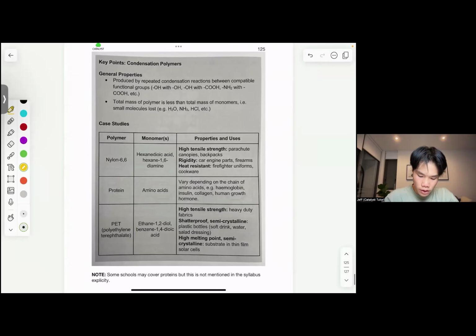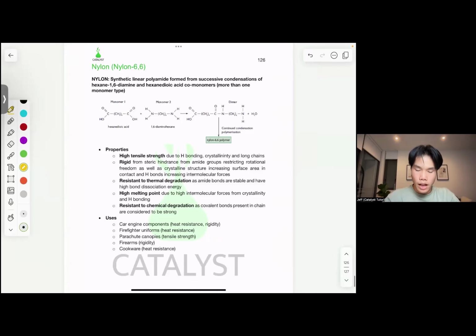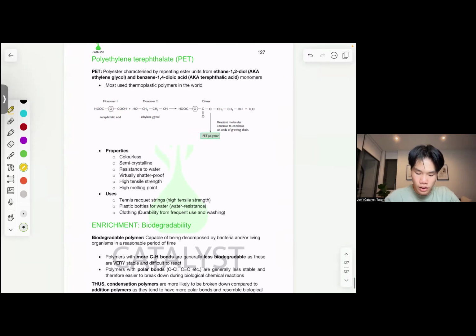For condensation polymers, you have nylon 6,6 as well as PET, understanding that nylon 6,6 is made from amide linkages, whereas PET is made from ester linkages. Again, they have their properties, link them to a use.